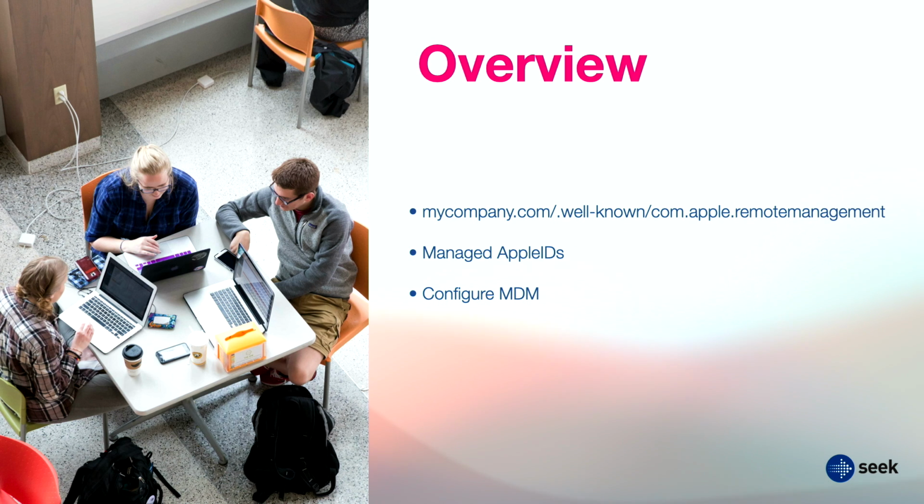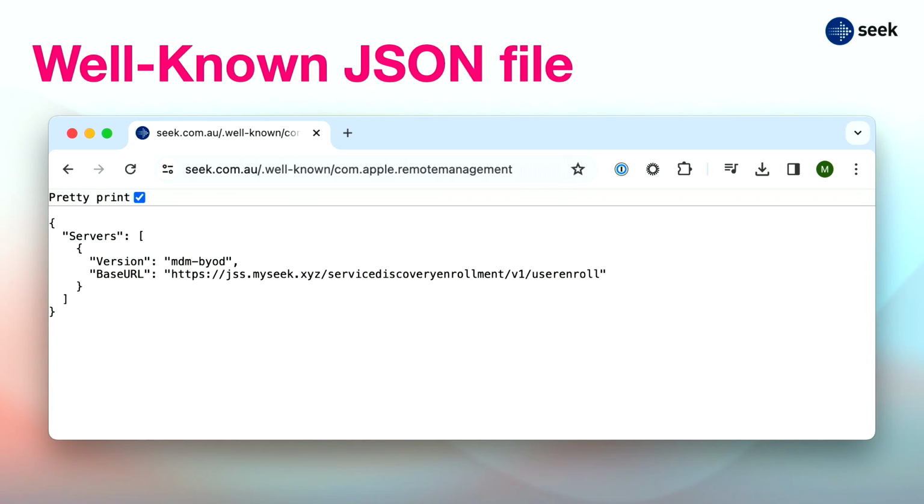Okay, so as a high overview, there's three things you need to do for account-driven user enrollment to work. You need a well-known JSON file on your public website. You need managed Apple IDs, and you need to configure your MDM. First thing first, the JSON file.